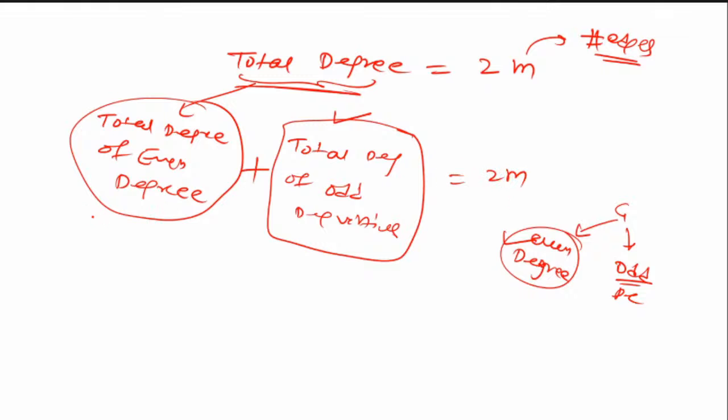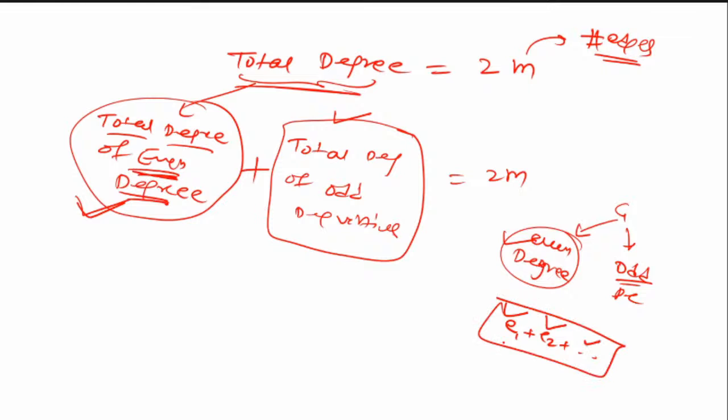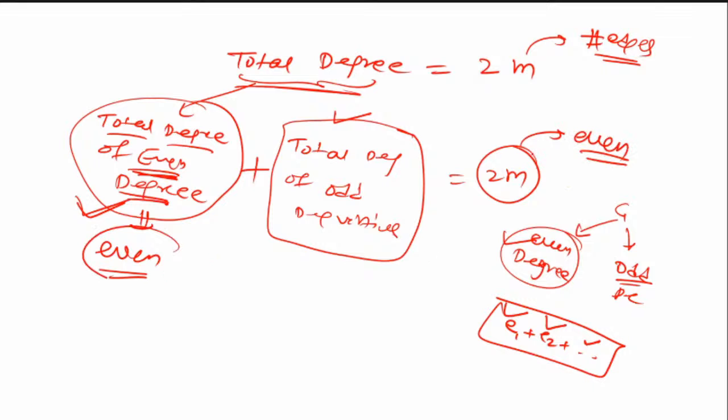Now, one thing you can see: what is this? This is the total degree of even degree vertices. You take all the even degree vertices, this is an even degree vertex, this is an even degree vertex, and you add their degrees. So this is even, this is even, this is even, because these are even degree vertices. If you add all the even numbers, then this will be an even number. We know this is also an even number because this is twice the number of edges. So if this is an even number, then automatically this has to be an even number.